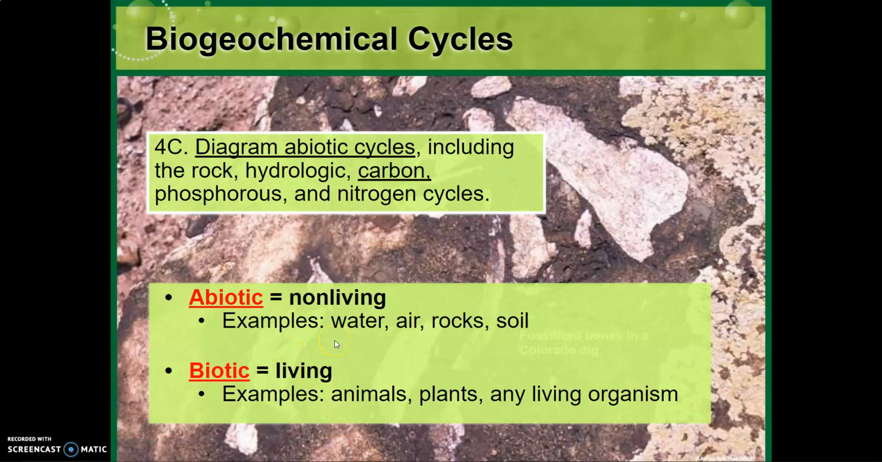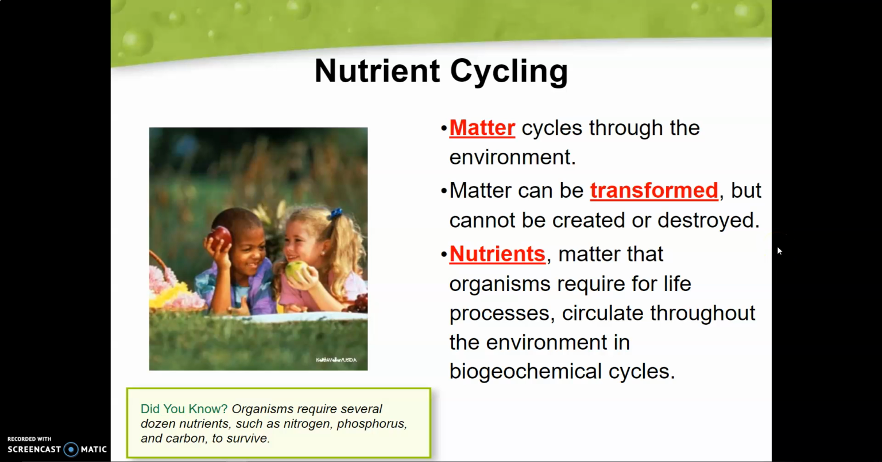Once again, anything red, bold, underline is what you're filling in on your notes page. So it should be pretty easy to follow along on your notes handout. Okay, so nutrient cycling. Different matter is going to cycle through our environment. Matter can be transformed, so it can be changed from one form to another, but it cannot be created or destroyed. And then nutrients are matter that organisms require for life processes. Just like us, we require certain nutrients for our processes within our body systems. So it's circulating throughout the environment and in these biogeochemical cycles.